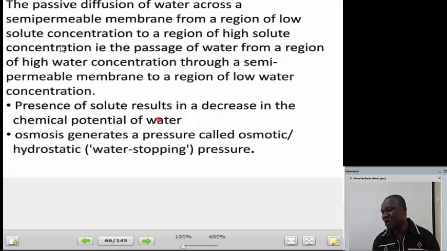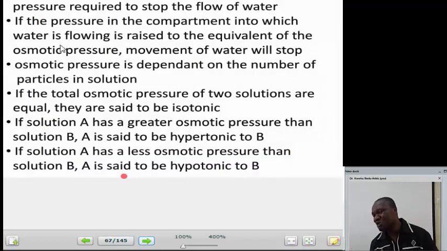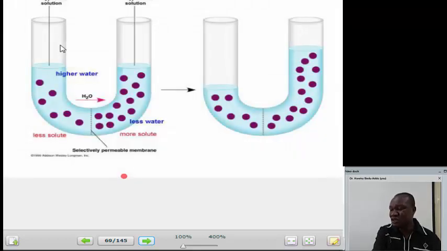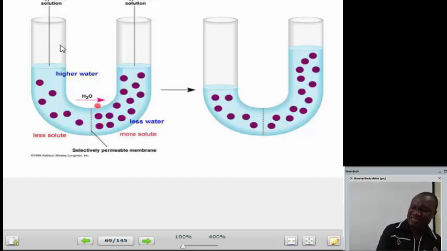Now, this semi-permeable membrane allows only water to move across, but not the solutes, right? Now, the presence of a solute in water would decrease the chemical potential of water, right? And when the chemical potential of water is decreased, water would have to move into that particular compartment. Now, let's look at this setup.